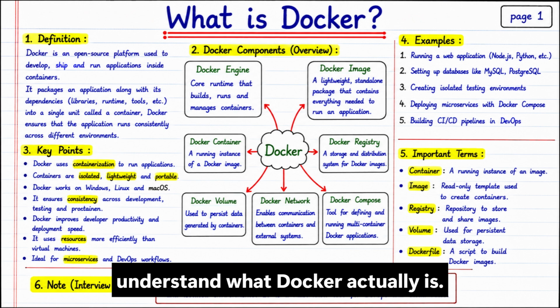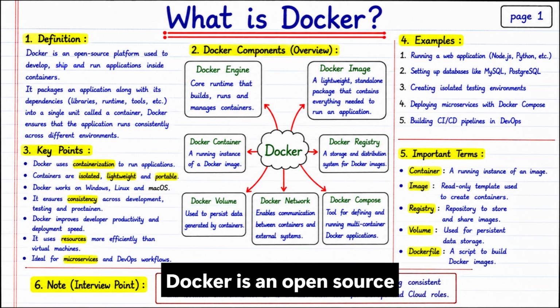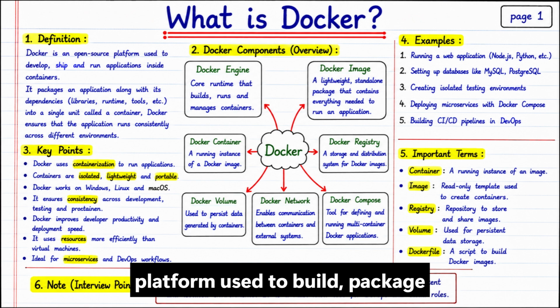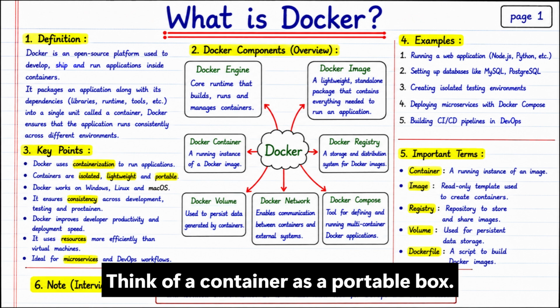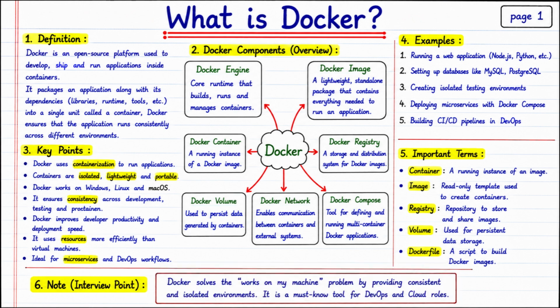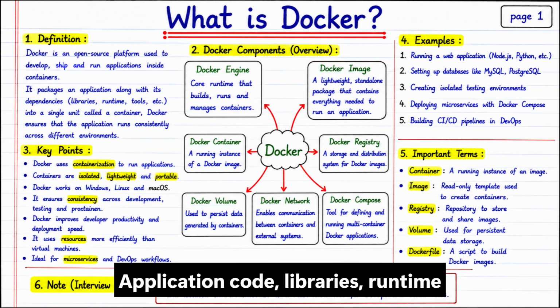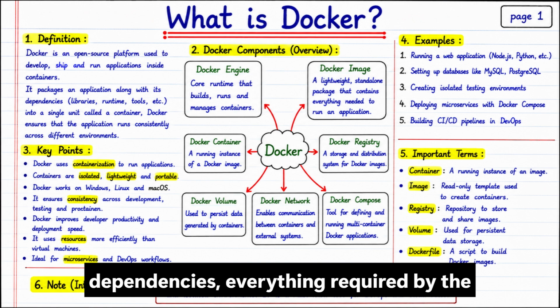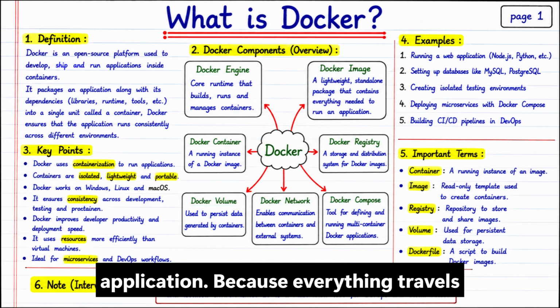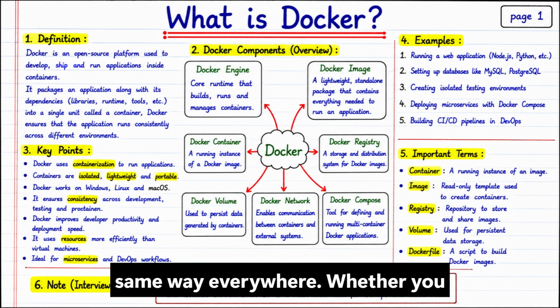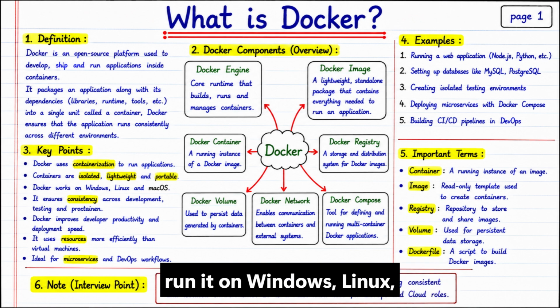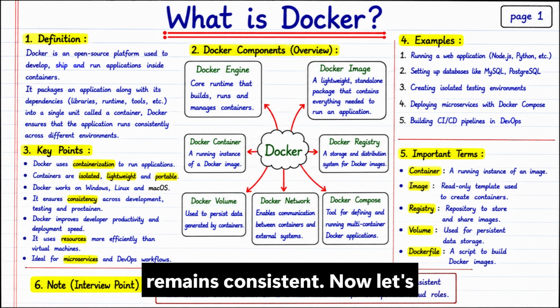Let's first understand what Docker actually is. Docker is an open-source platform used to build, package, and run applications inside containers. Think of a container as a portable box. Inside this box, we package application code, libraries, runtime, dependencies, everything required by the application. Because everything travels together, the application behaves the same way everywhere. Whether you run it on Windows, Linux, Mac, or a cloud server, the result remains consistent.